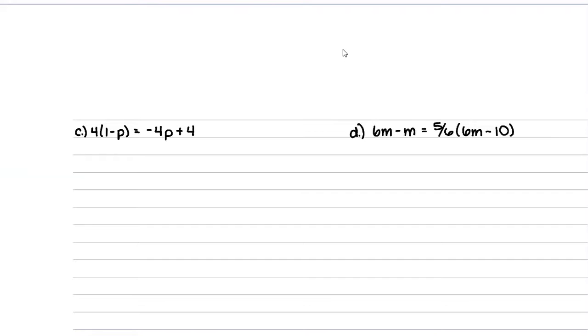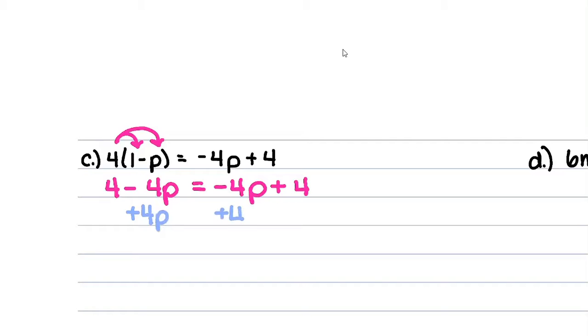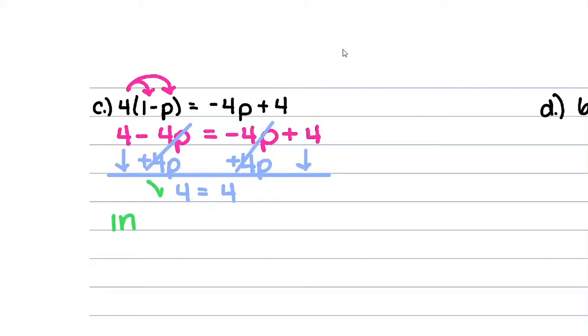For C, we have 4 times 1 minus p is equal to negative 4p plus 4. So this 4 is going to distribute in. I'm going to have 4 minus 4p is equal to negative 4p plus 4. I can add my 4p to both sides. They're going to cancel, and the 4's are going to drop down. So I have 4 is equal to 4. This is a true statement, so I have infinitely many solutions.